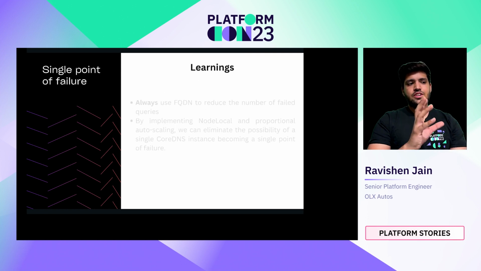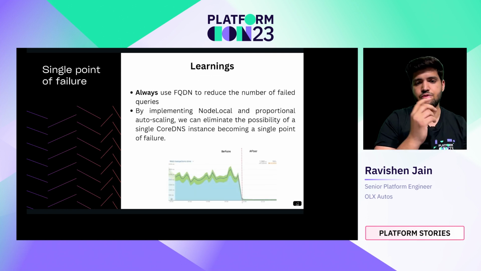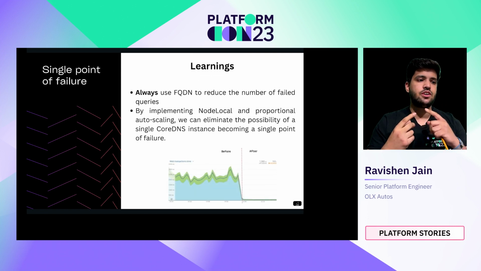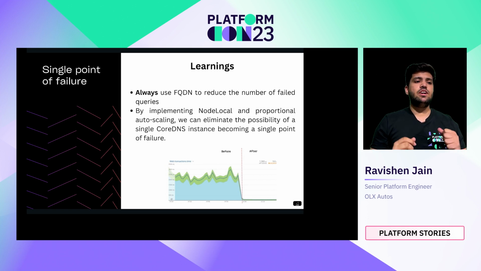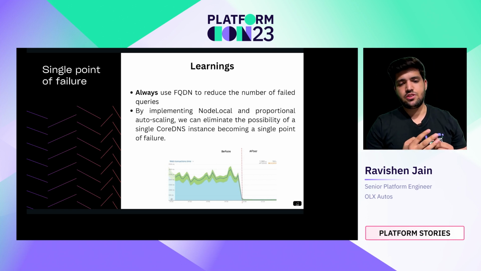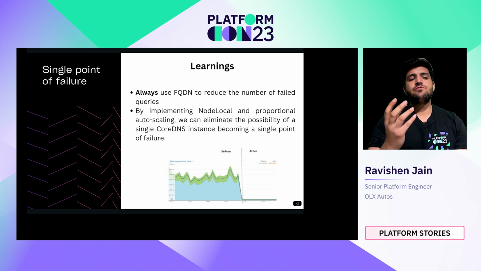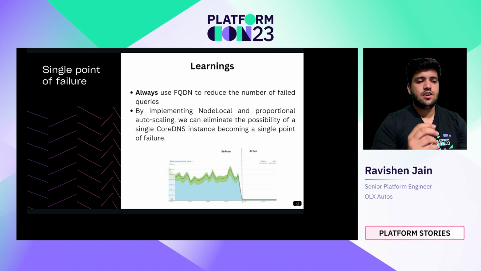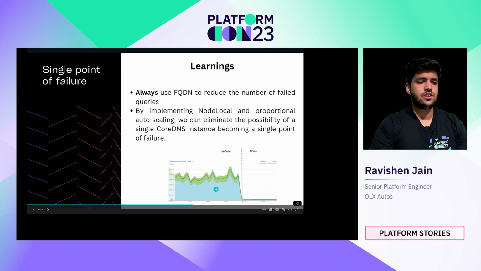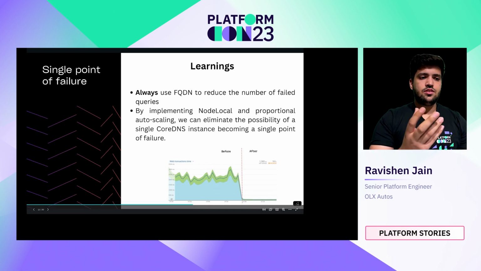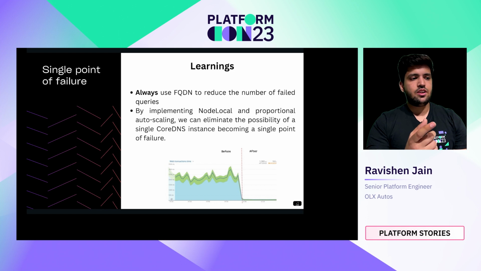So yeah, by combining all these three, the use of FQDN, implementing node local cache, and proportional autoscaling, we were able to significantly reduce our response time. So herein you could see a graphical representation of the benefit that we got while implementing those three strategies.